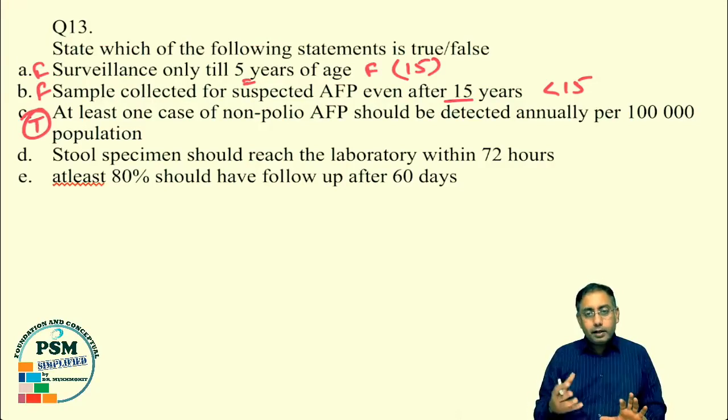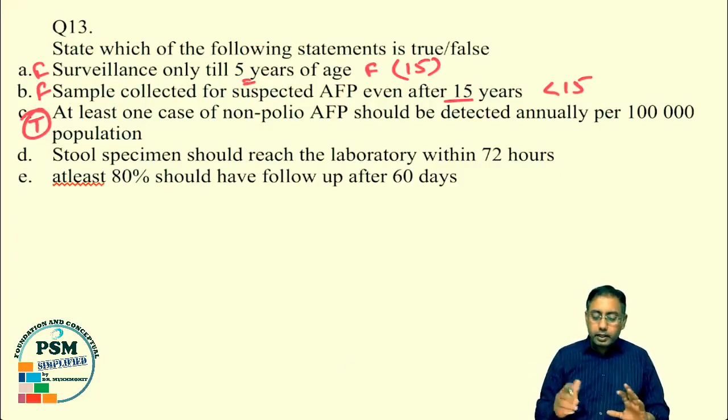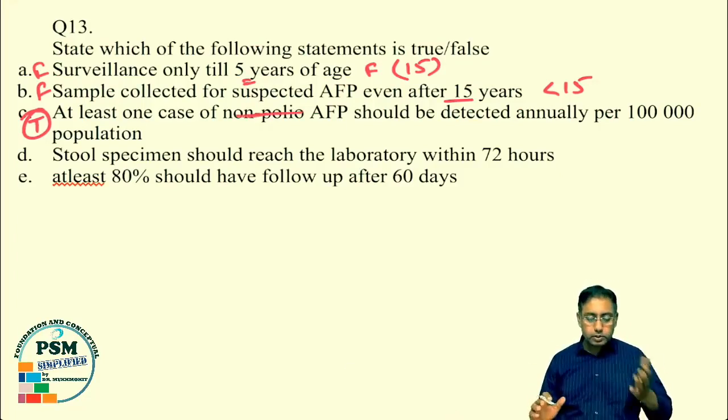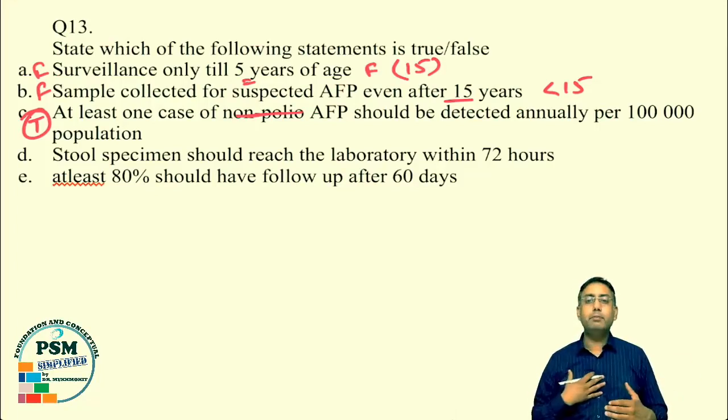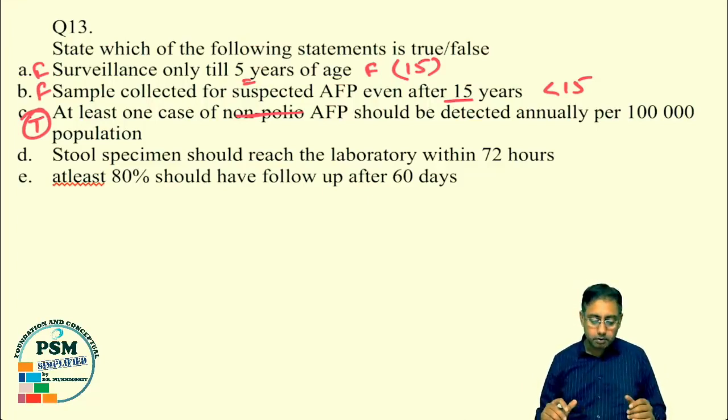It would have been better if, this is a recall option, so there are chances of error. So "at least one case of non-polio", I would like to strike off. I asked the students, and they said non-polio was there. Anyways, I personally would recommend putting AFP as the option.